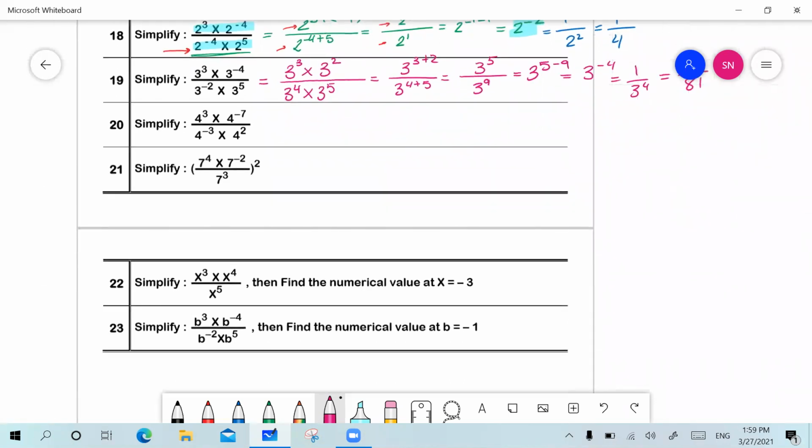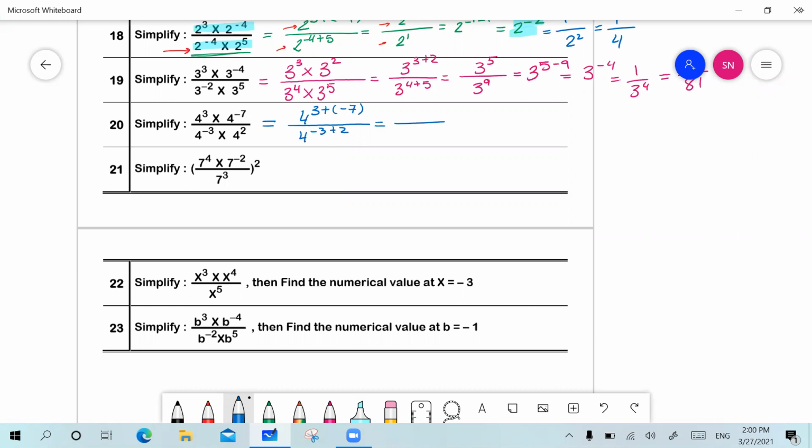Okay, and now for number 20. 4 to the power of 3 times 4 to the power of negative 7 over 4 to the power of negative 3 times 4 to the power of 2. Mariam? Yes. It will be 4 to the power of 3 plus negative 7, over 4 to the power of negative 3 plus 2.